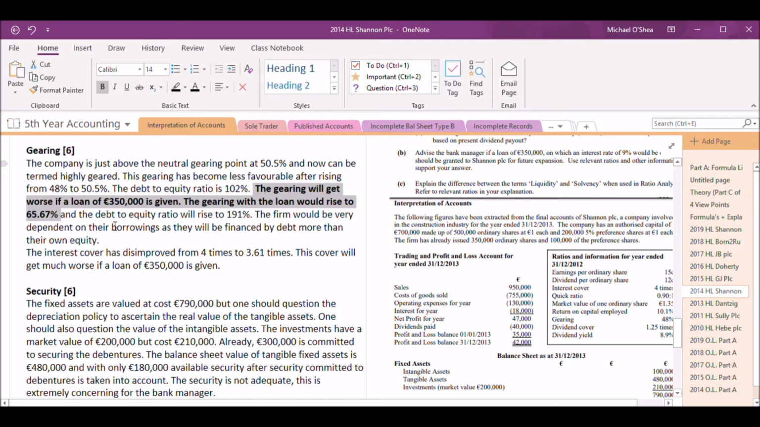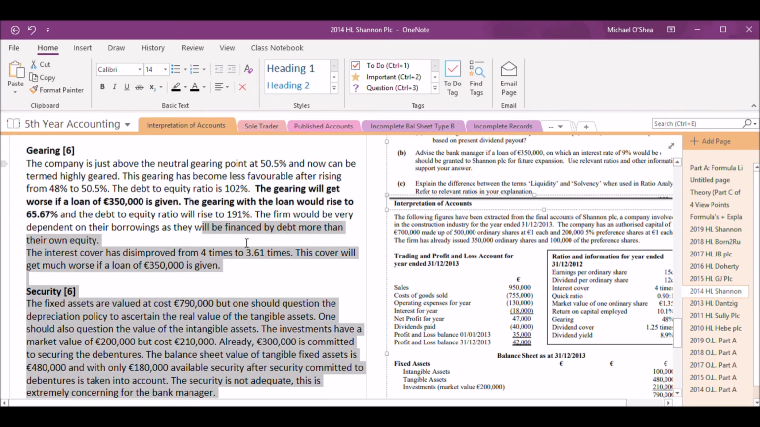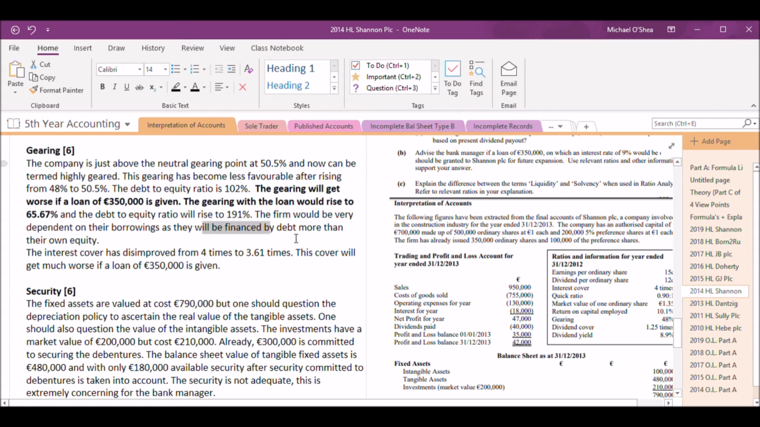The firm would be very dependent on their borrowings, as they would be financed more by debt than their own equity. This, for some reason, was not in the marketing theme for this year, but it absolutely should be. Most years, if you don't include that, you're shooting yourself in the foot. So the fact that they're highly geared, they're very dependent on borrowing.